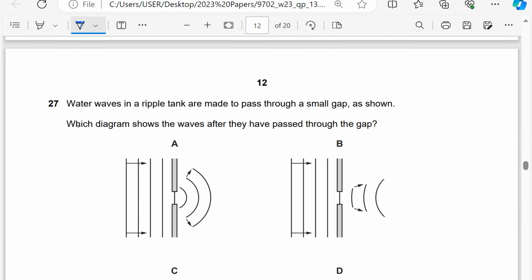Water waves in a ripple tank are made to pass through a small gap. Remember, diffraction is maximum when the wavelength is approximately the same as the size of the gap.